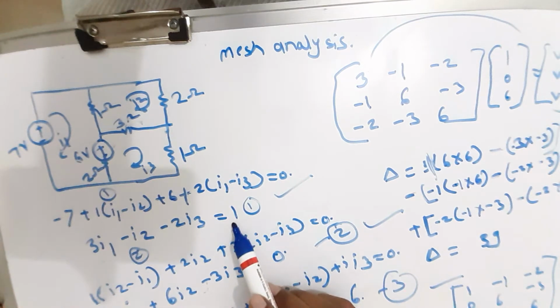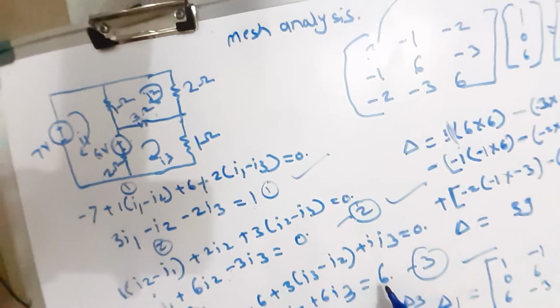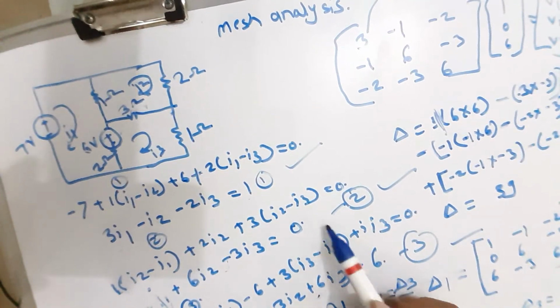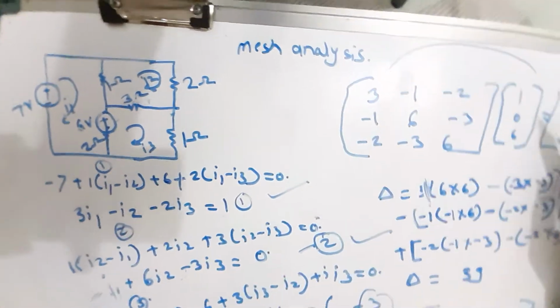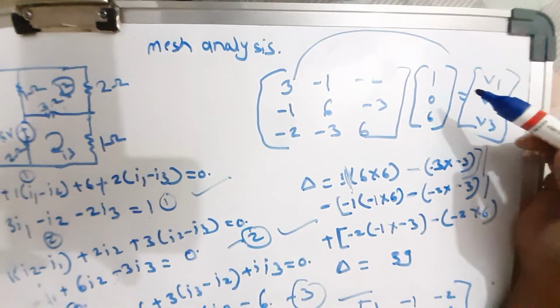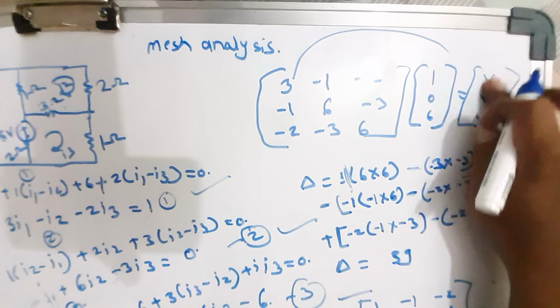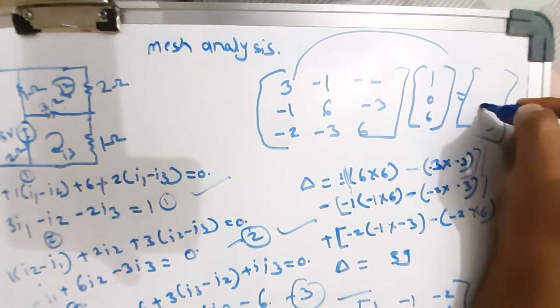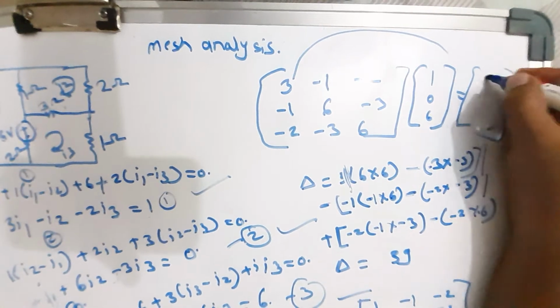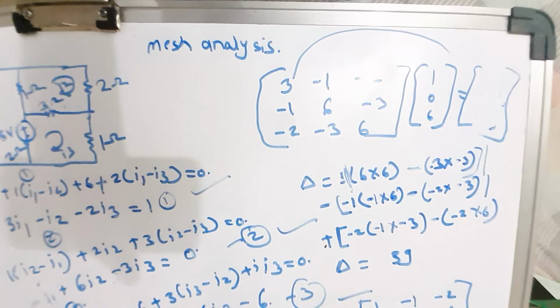First equation, 1 is there, second equation 0 is there, and for the third equation we have the 6. So I write down here 1, 0 and 6. So here we are finding out the value of I1, I2 and I3.